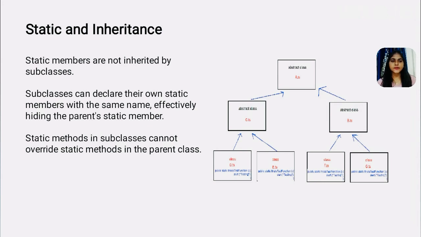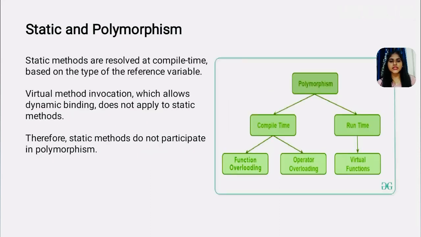Static and inheritance. Static members are not inherited by subclasses. Subclasses can declare their own static member with the same name, effectively hiding the parent static member. Static methods in subclasses cannot override static methods in the parent class. Static and polymorphism. Static methods are resolved at compile time based on the type of reference variable. Virtual method invocation, which allows dynamic binding, does not apply to static methods. Therefore, static methods do not participate in polymorphism.